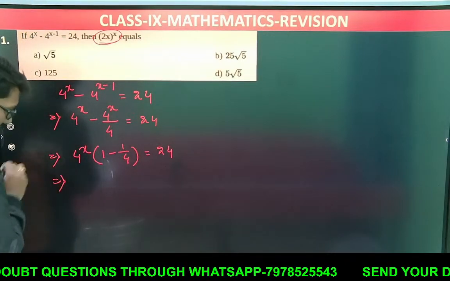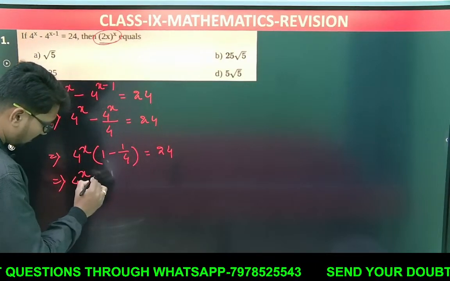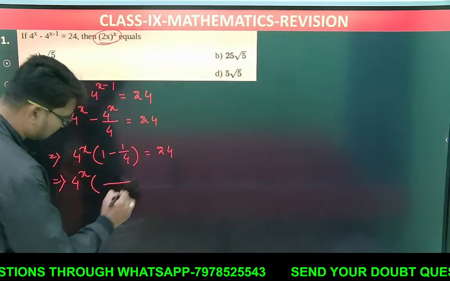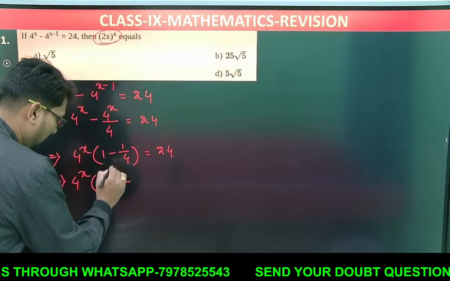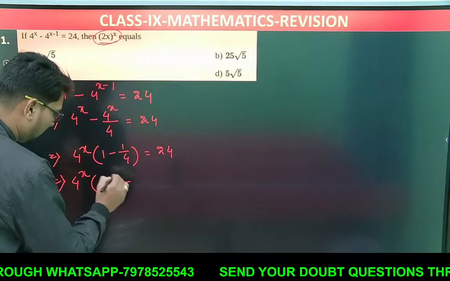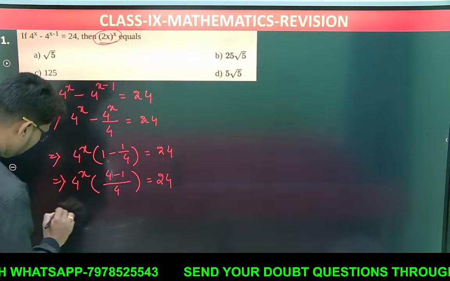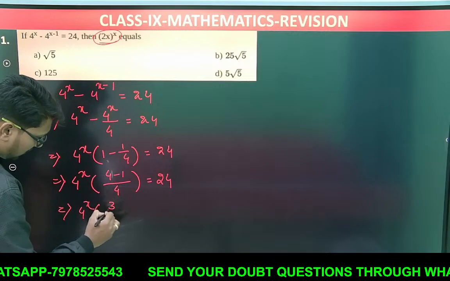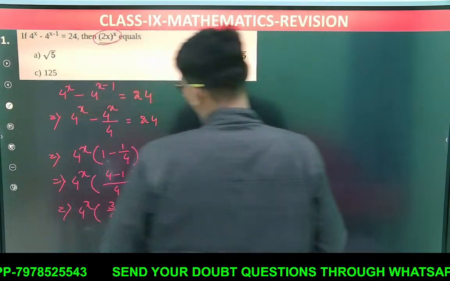So let us simplify further. So 4 to the power x has become common, already we have taken. Now by simplifying this subtraction, what will it become? Check. If 4 is the LCM, so 4 into 1, 4 minus 1, that is 3 by 4, 3 by 4, or we can simplify directly: (4 minus 1) is equal to 24, which implies 4 to the power x into 3 by 4 is equal to 24. Let me solve here.